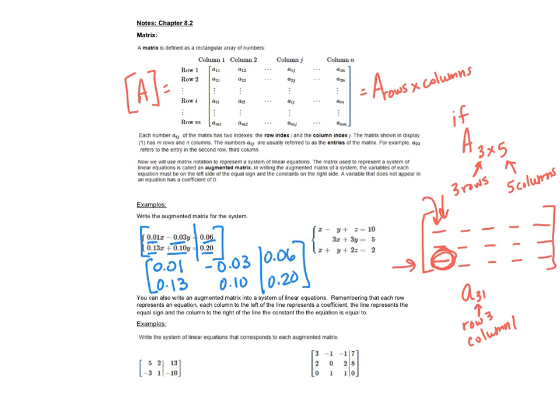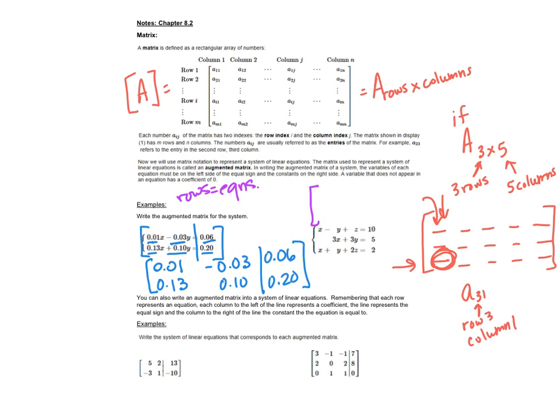I want to do the same thing here. I'm going to augment my matrix. Now, I notice that I have 3 variables, and 3 equations. So I'm going to have 3 rows. My rows are going to represent my equations.